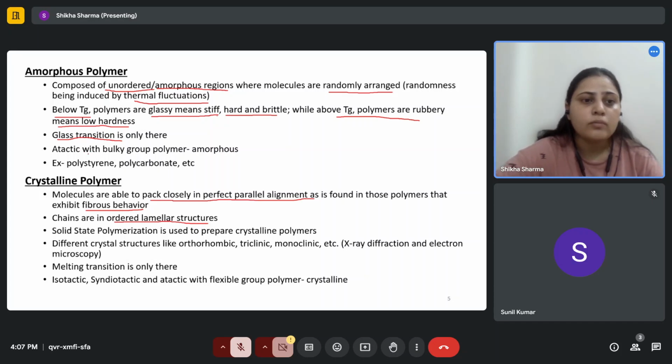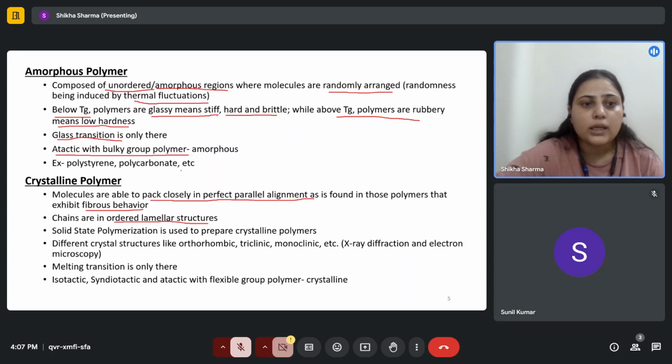Also, the atactic polymers with bulky groups form the amorphous polymers. They form the amorphous region. The polymers are atactic, and the bulky group is there. Because of the bulky group, there is no formation of a regular structure, and because of the hindrance or the resistance, there will be more of a randomly arranged structure of the polymer.